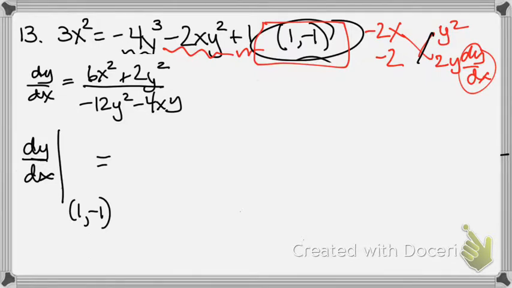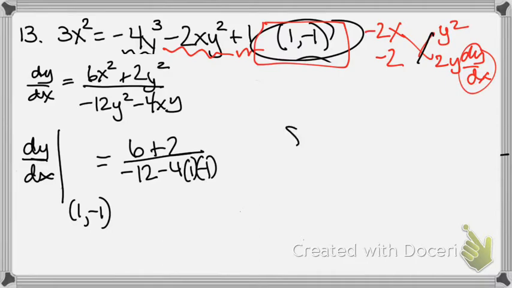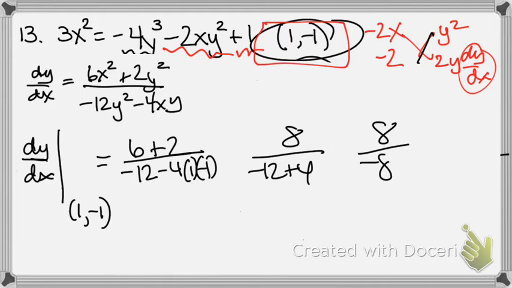Plugging in a 1 for your x and a negative 1 for the y, we would get minus 4 times 1 times negative 1. That's going to be a positive 4. So I have 8 over negative 12 plus 4. 8 over negative 8. Negative 1.